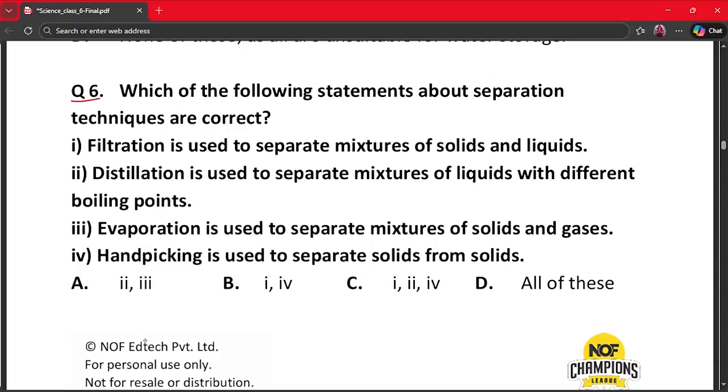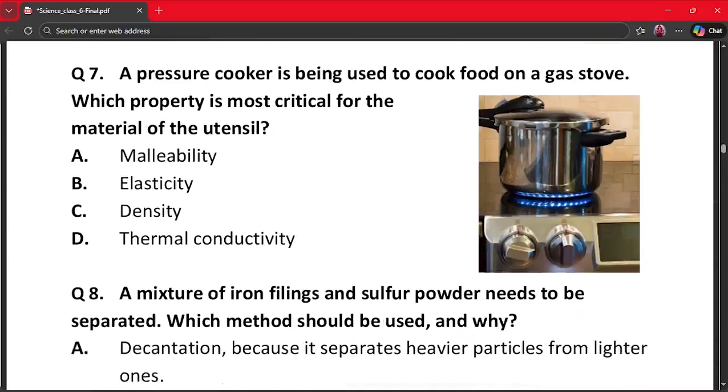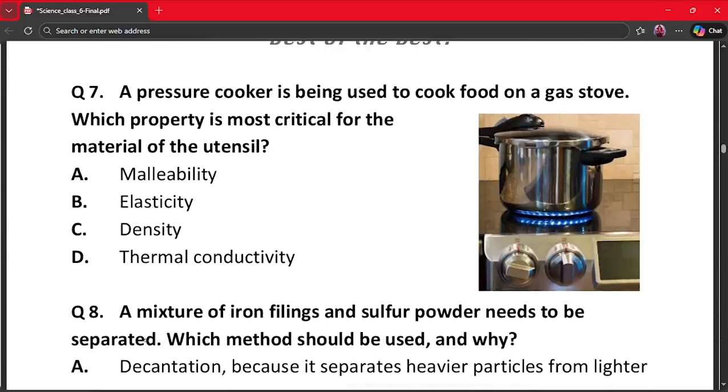So here the correct answer is the third one, which says 1, 2 and 4. Why? Because filtration separates solids from liquids, distillation separates liquids with different boiling points, evaporation separates dissolved solids from liquids, and hand picking separates solid mixtures. So statements 1, 2 and 4 are correct. Our next question is question number 7.